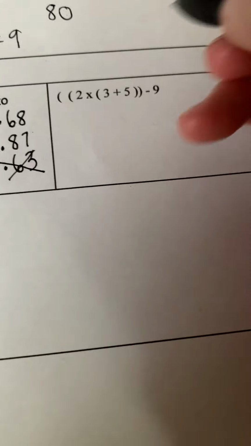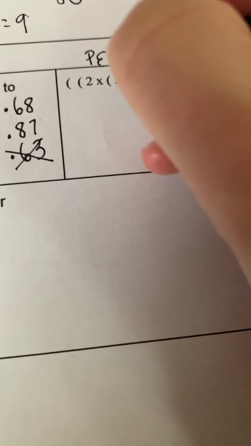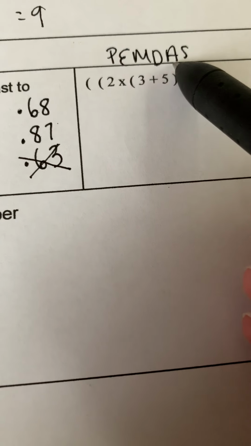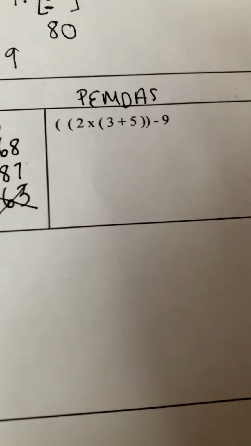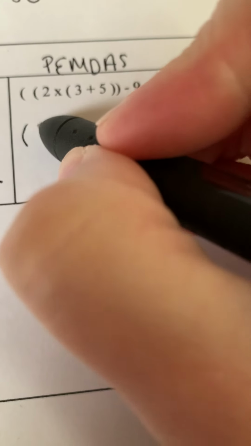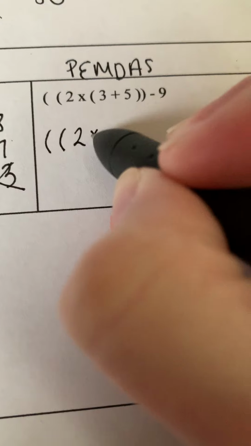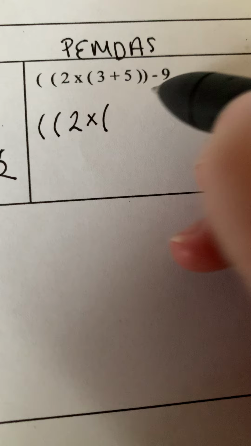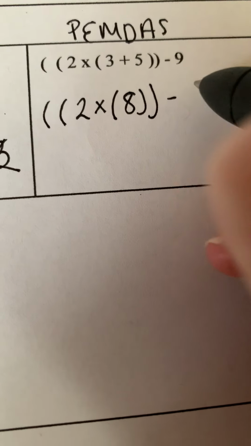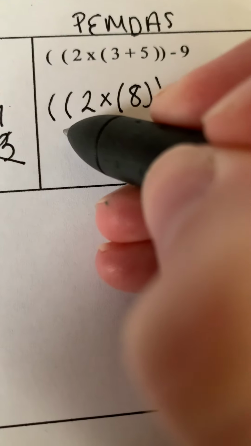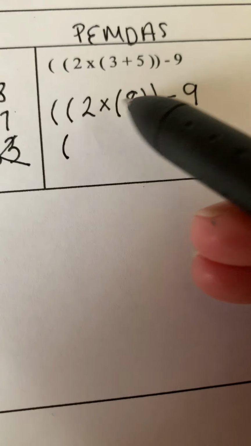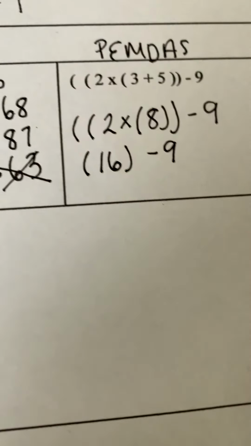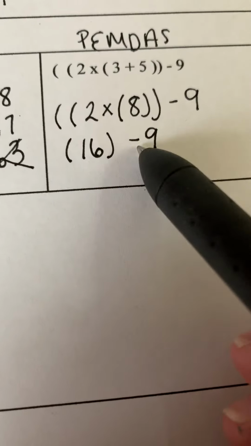Order of operations. PEMDAS. Parentheses, exponents, multiplication, division, addition, subtraction. So we see parentheses in this. We see multiple parentheses. We are going to solve inside this parentheses first. 3 plus 5. 3 plus 5 equals 8. And then we continue on. We still have parentheses, so we need to solve for that. 2 times 8. 2 times 8 equals 16. And now your job is to finish this off. 16 minus 9.